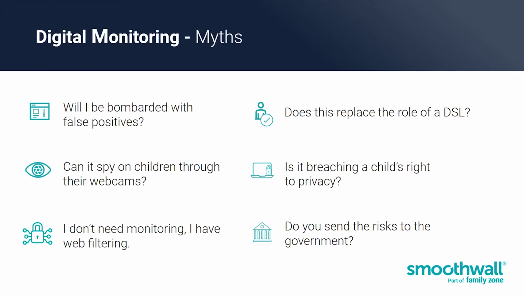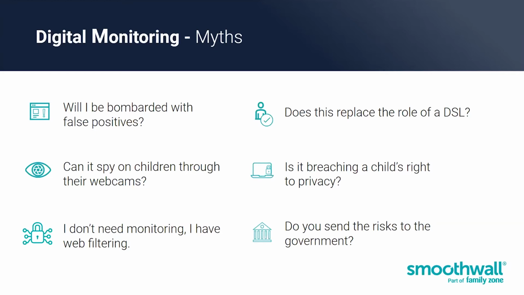I don't need monitoring. I've got web filtering. I think Matt's covered that. But yeah, they are very much complementary products. When you talk about safeguarding as a whole, it's a multi-layered approach that you need to take. It's a bit like physical security. On your house, you may have locks on the doors, locks on the windows, an alarm system, a dog, CCTV cameras. It's all about layering the measures that you take to ensure safety.